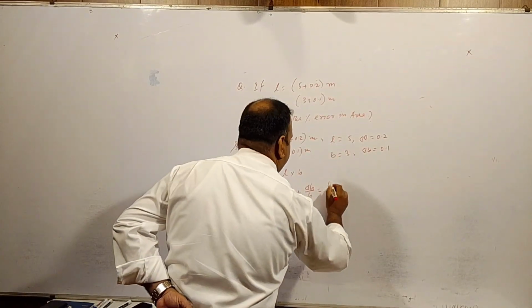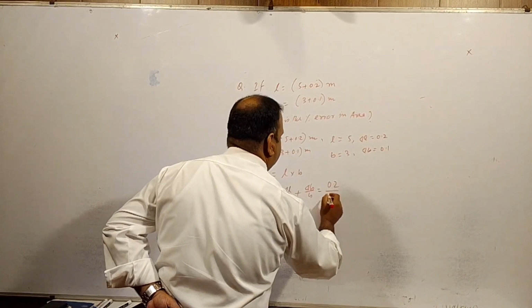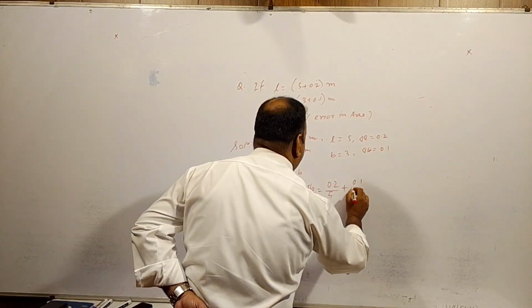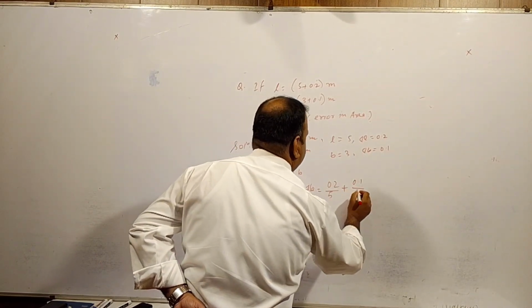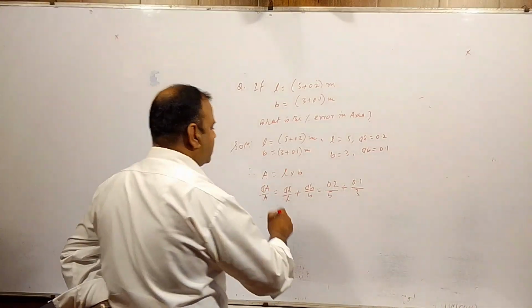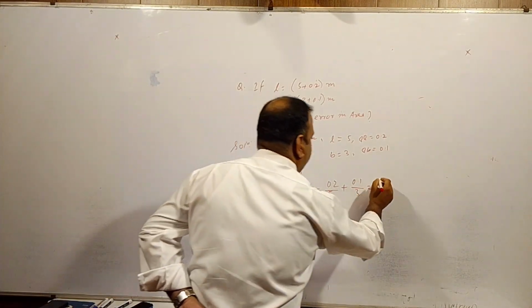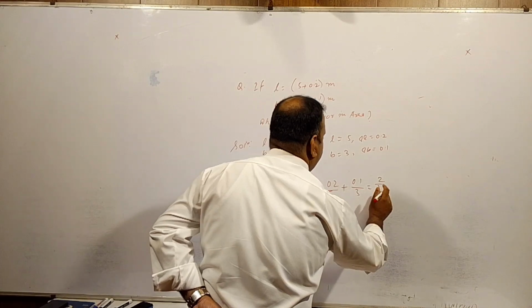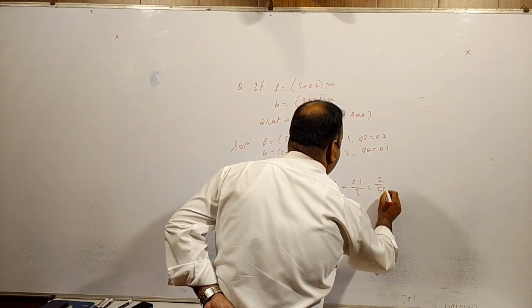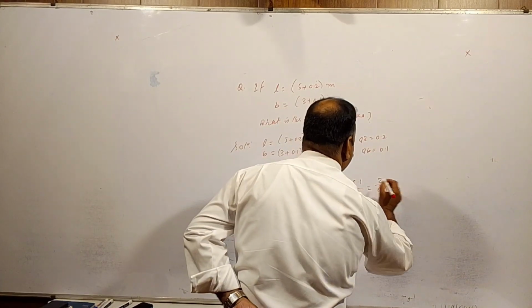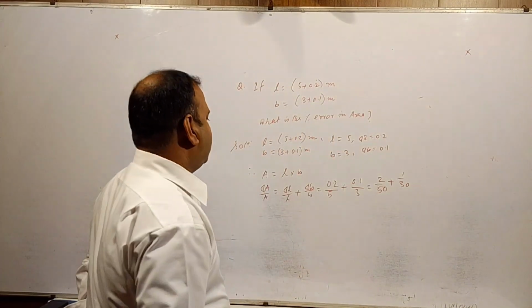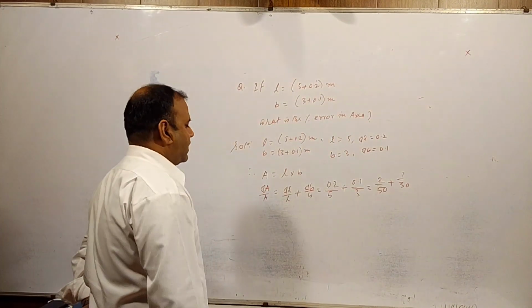Delta L means 0.2 divided by 5, plus delta B means 0.1 divided by 3. So this term we can write as 2 by 10, and here the 10 will come, so it will be 2 by 50, plus 1 by 30. So you can see what the calculation part is.